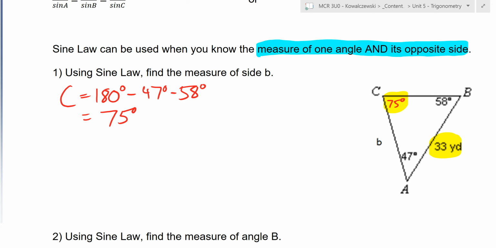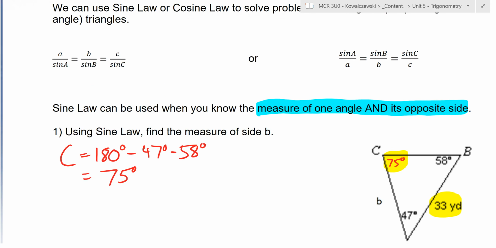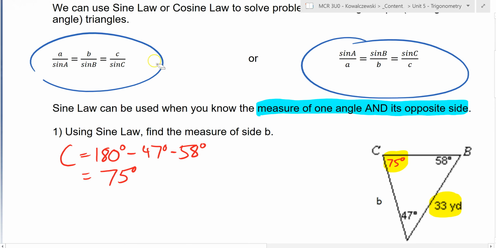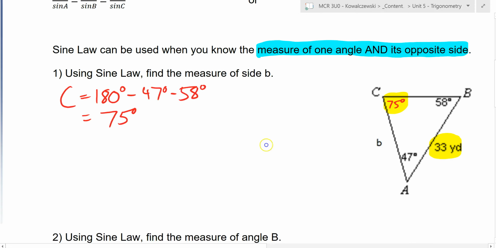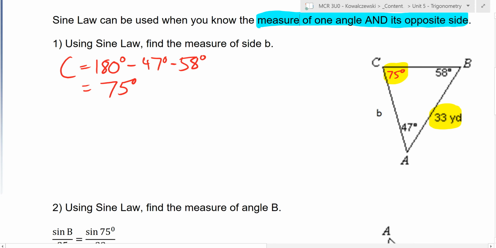Now I can set up the sine law equation, and you may ask yourself, well, which one of these do we use? Either one will work. What I like to do is put my unknown value on top. So I'll put side B on top. That will have to be divided by its opposite angle, 58 degrees, so divided by sine 58 degrees equals, at this point, this is when I use the pairing that I know, so 33 yards divided by sine 75 degrees.